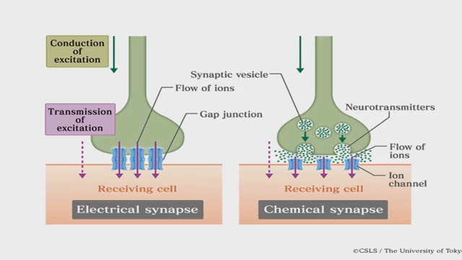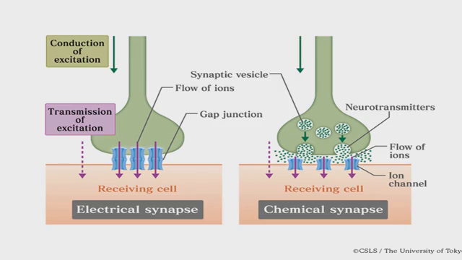Here you can see the electrical synapse and the chemical synapse. If we talk about the electrical synapse, you can see that the information is transferred from the presynaptic cell toward the postsynaptic cell in the form of ions, and there is a gap junction between the pre and the postsynaptic cell. This gap junction contains connexons. Connexons basically help the flow of ions easily from the pre toward the postsynaptic cell.